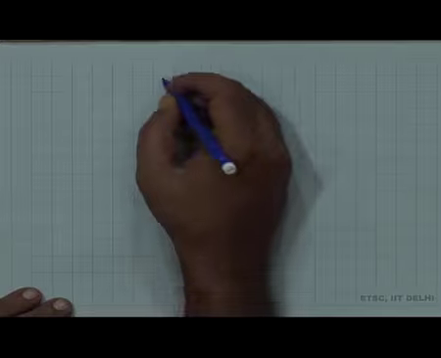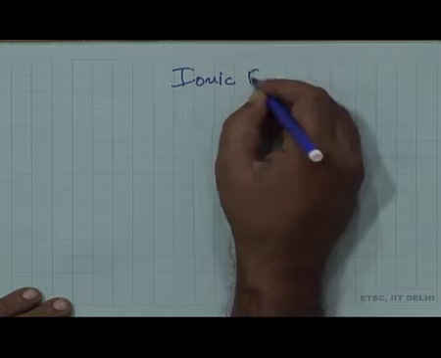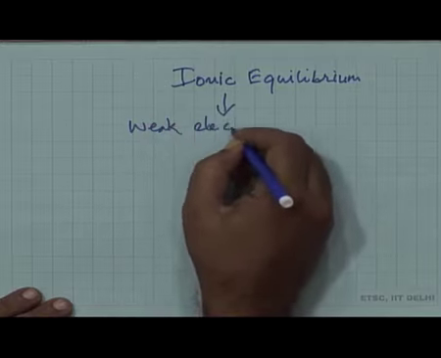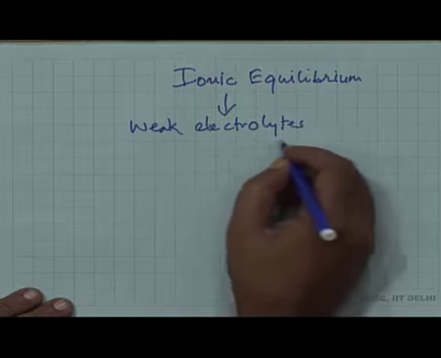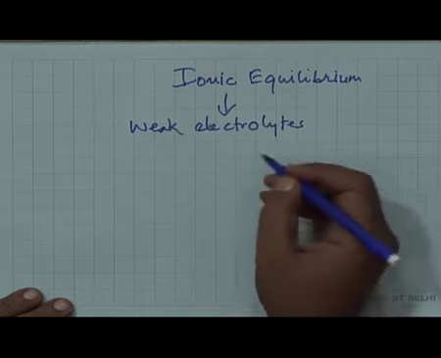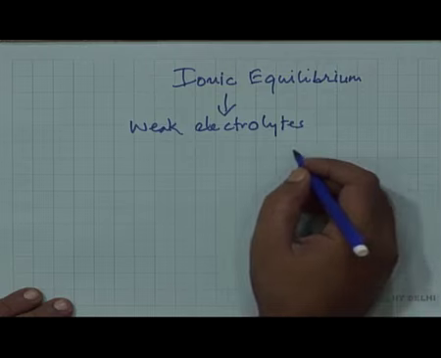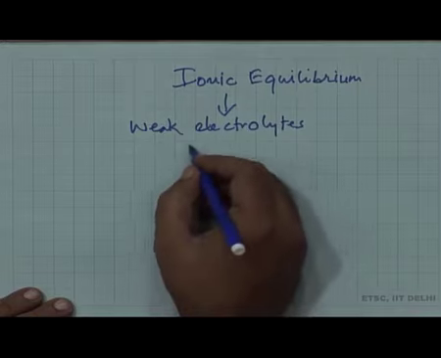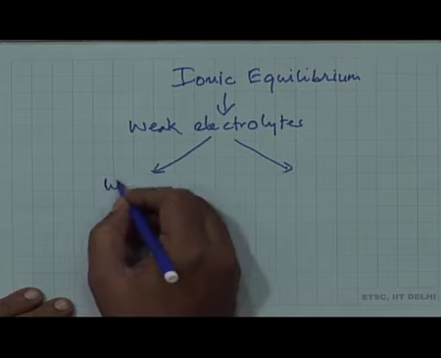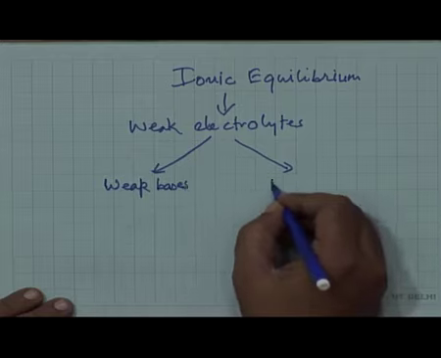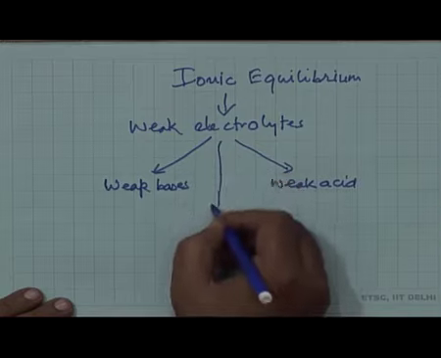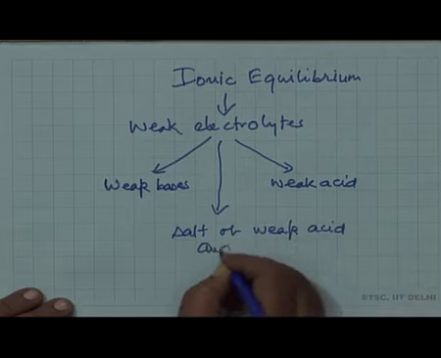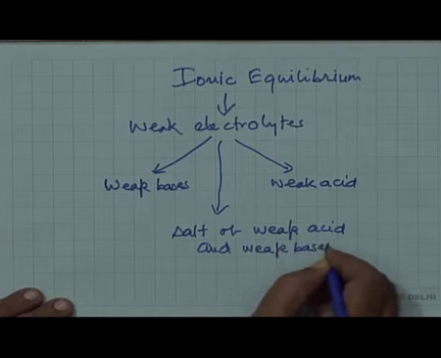The concept of ionic equilibrium comes in when we are dealing with weak electrolytes. What do I mean by a weak electrolyte? A compound which does not dissociate completely in water, and there is an equilibrium between undissociated and dissociated species, is known as a weak electrolyte. Weak bases, weak acids and salts of weak acid and weak bases come into this category.